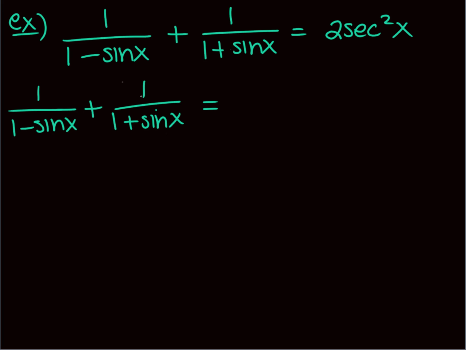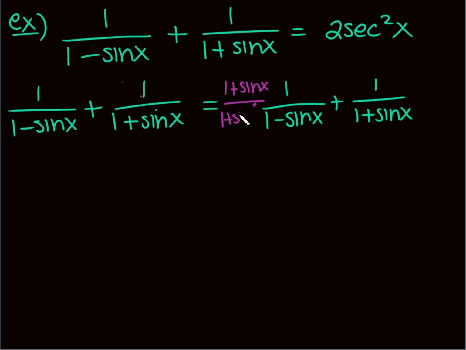I want to show you every step, so let me give myself a little bit of room. 1 minus sine x, plus 1 over 1 plus sine x. So I am going to multiply this one right here by 1 plus sine x, all over 1 plus sine x.